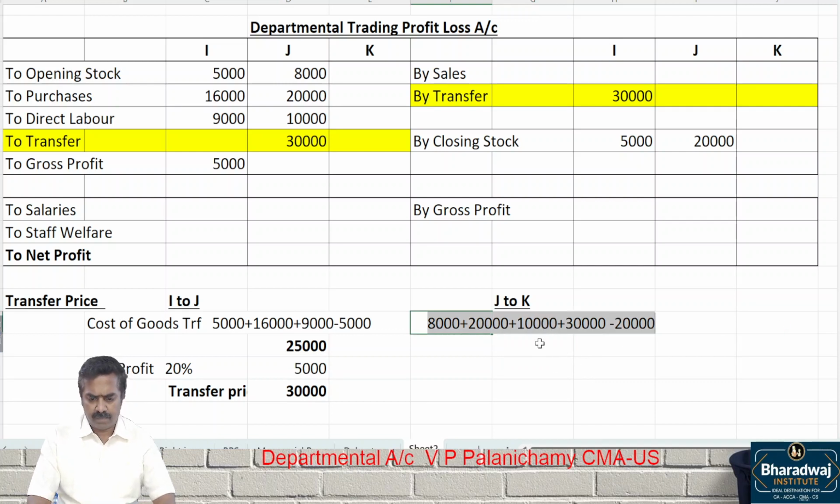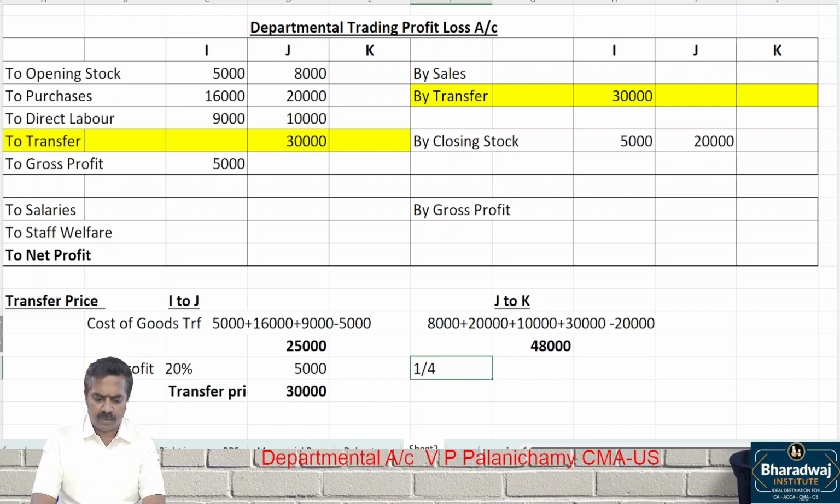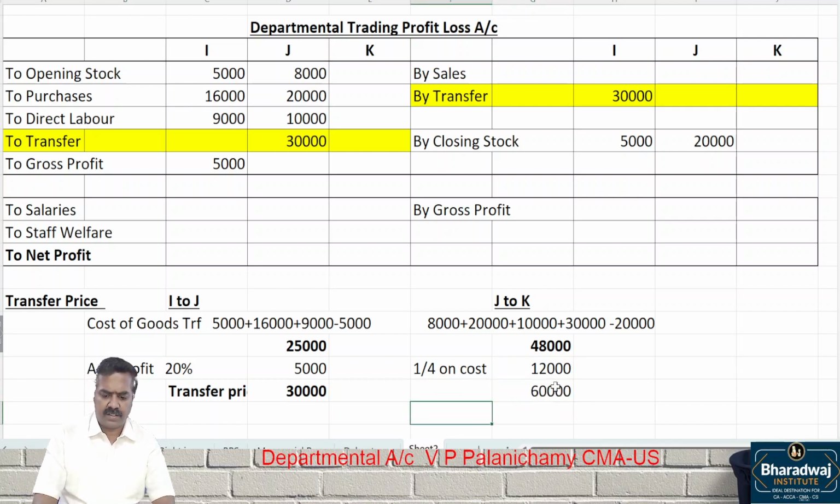48,000. எவ்வளவு profit margin? 20% on sales. So 25% on cost. 1/5 on sales will be nothing but 1/4 on cost. 1/4 on cost எவ்வளவு வரும்? 12,000. Transfer price is 60,000. So transfer price of J is 60,000. 12,000 வரும். This 30,000 and 60,000 we fix it.